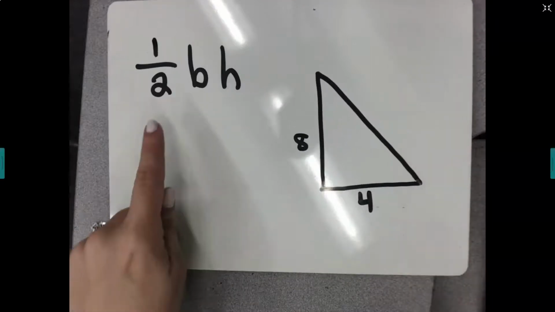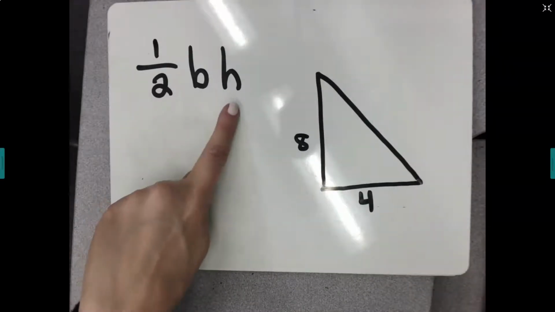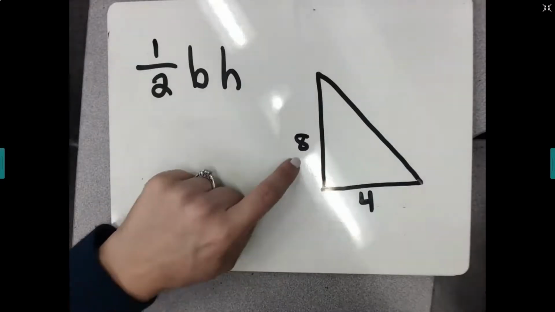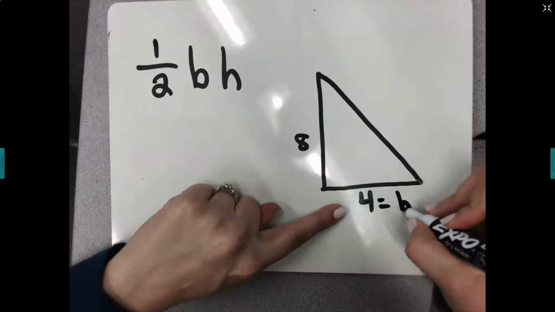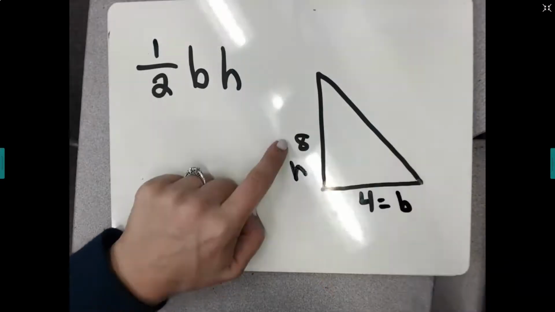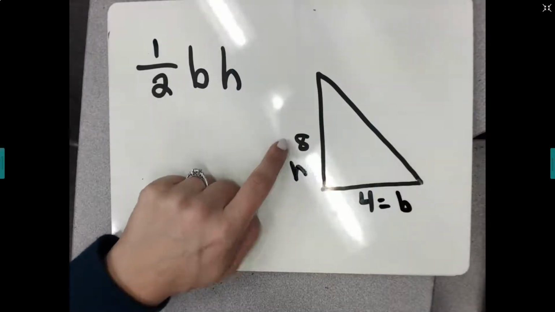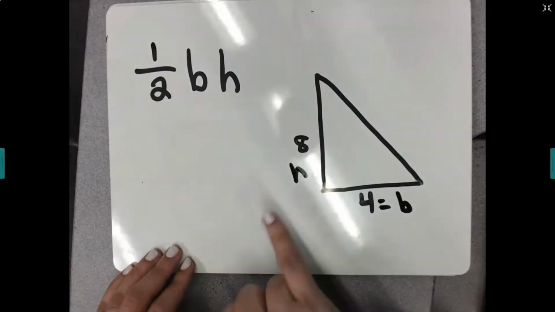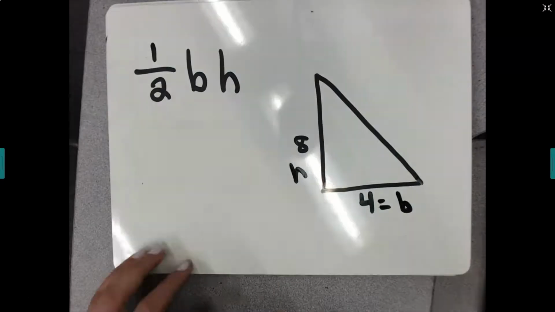Okay, so this formula, 1/2 BH, is the formula for calculating the area of a triangle. How do I figure out the area of this triangle using the formula? Well, I have my base and I have my height. My height is 8, my base is 4. So I need to substitute these values in for the variables.